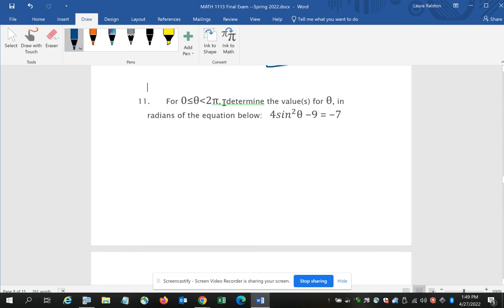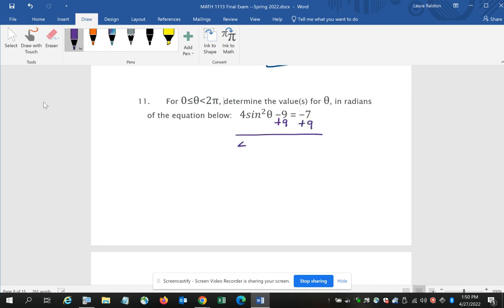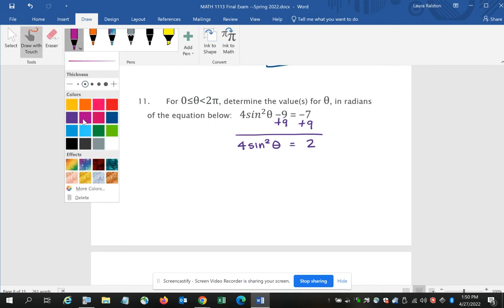Okay, number 11 says determine the values for theta in radians of the equation below. So you're asked to solve the equation 4 sine squared theta minus 9 equals negative 7. So I'm going to isolate sine squared. I'm going to add 9 to either side. So I have 4 sine squared theta equals positive 2. I'm going to divide both sides by 4.